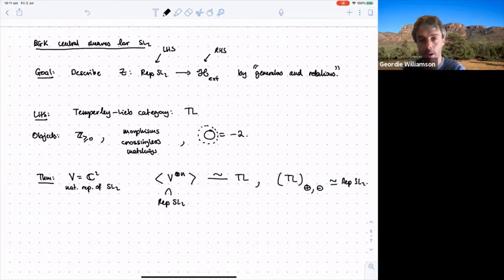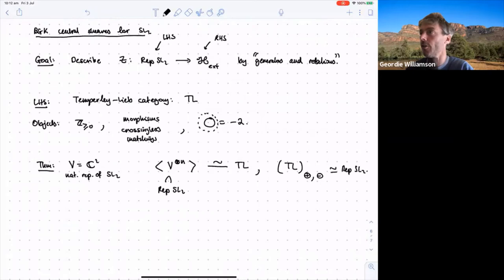So this provides a generators and relations description of representations of SL2. And there's a remark in the notes that I won't repeat, which is that this is a very useful description of the representation theory of SL2. It makes it clear that to give a functor from Rep SL2 to some monoidal category is the same thing as giving an object in your monoidal category that is self-dual of dimension 2. And you can also think a little bit about where the -2 comes from, but I don't want to do that at the moment.